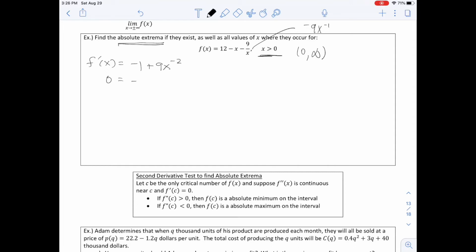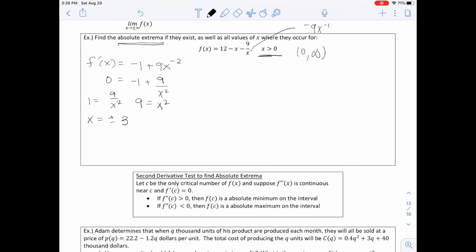Setting this equal to 0, we get 9 over, I'm going to rewrite this as 9 over x squared. It makes it a little bit easier for me to solve. I'm going to add 1 on both sides, multiply both sides by x squared, and then take the square root, put a plus or minus. So I get plus or minus 3.